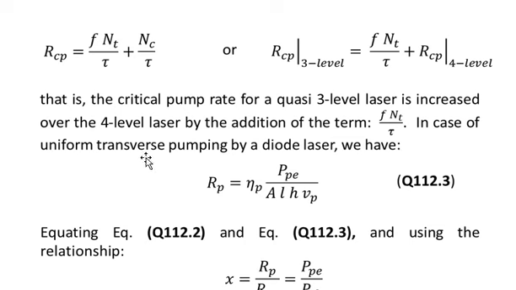In case of uniform transverse pumping by a diode laser, the value of Rp, that is the pump rate, is given by this expression. So Rp is equal to eta P times PPE, which is the electric power to the pump, divided by A into L into h nu P, where A is the area of the active medium rod, L is the length of the rod, h is Planck's constant, and nu P is the pump frequency.